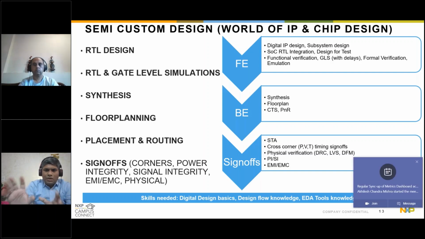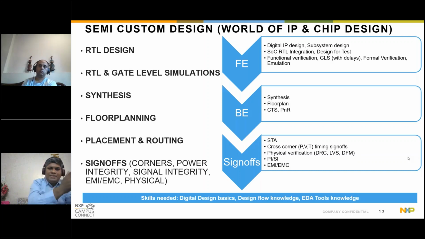But okay, so this is the front end part of the world. Then the back end comes, where one team has handed it off to another team. Guys, I have assembled the RTL. Now, can you make it physical? Can you make it printable on the wafer?